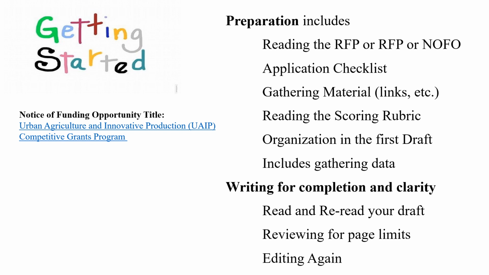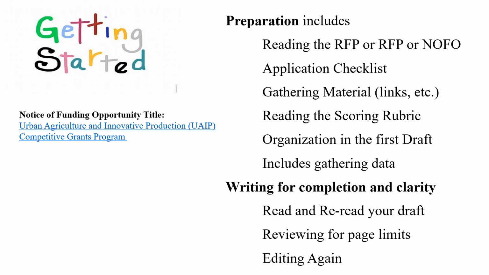So I'm going to show you how I explain how I get started writing proposals, and it can be very overwhelming, but it just takes a lot of preparation. You have to read the RFP, the RFA, or the NOFO, the request for proposals, request for application, or notice of funding opportunity, several times and use a highlighter. Go and read the application checklist several times. You gather all of your material based on what it is that they're asking you to do.